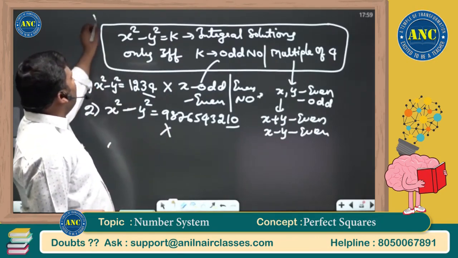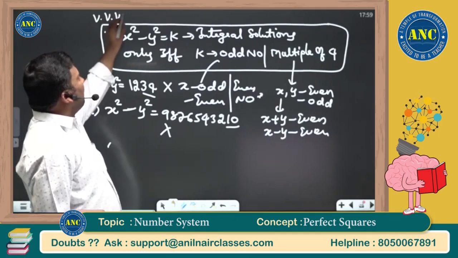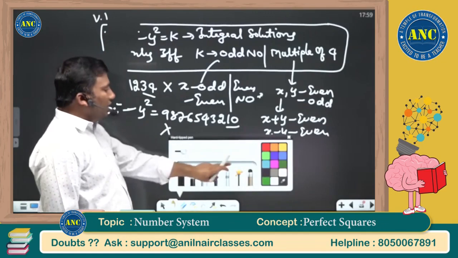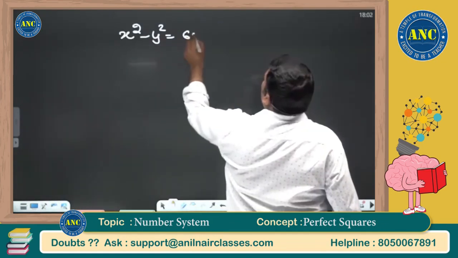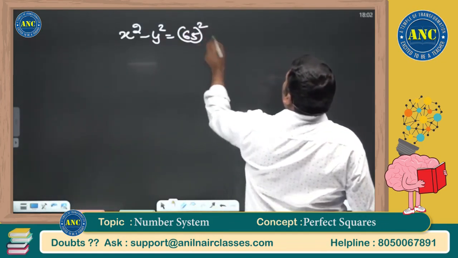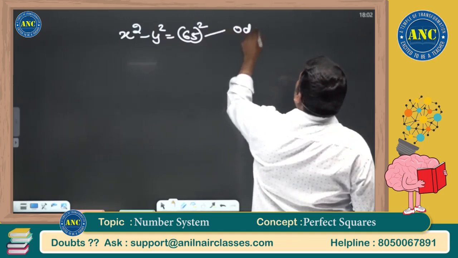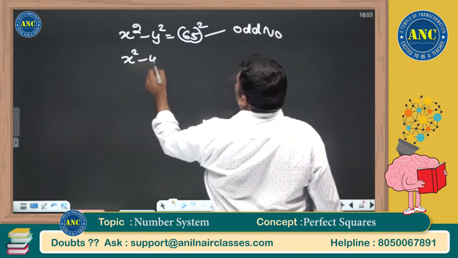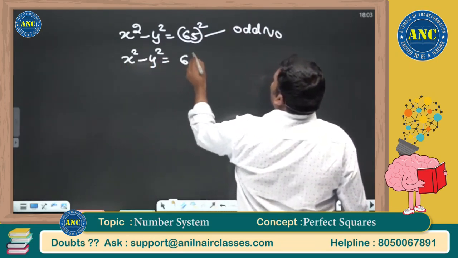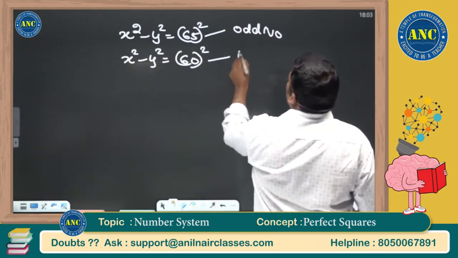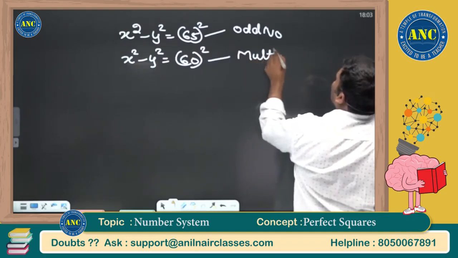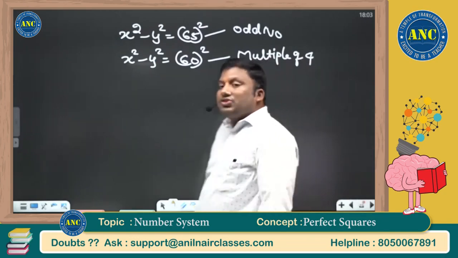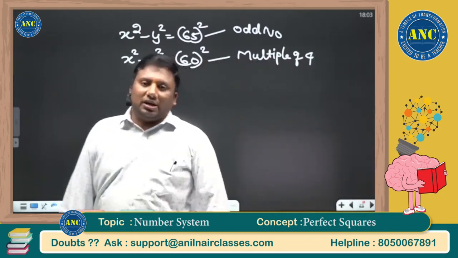Please make a note of this. Very, very, very important point. Extremely important point. X square minus y square equivalent to 65 whole square. Right hand side is an odd number. Do not miss any class of mine. X square minus y square equivalent to 60 whole square. It is a multiple of 4. We just discussed the right hand side should be an odd number or a multiple of 4.